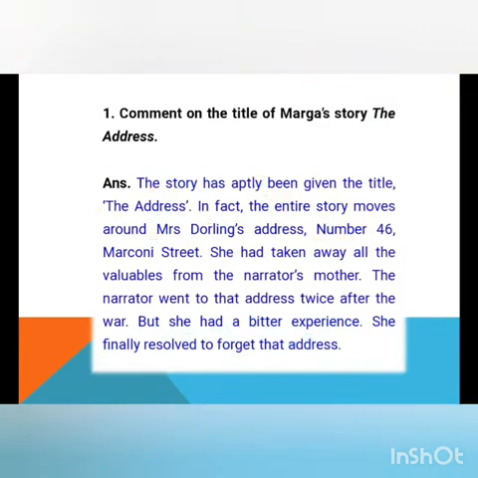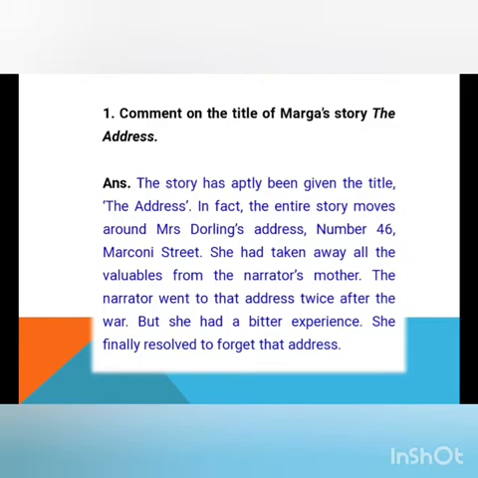The first question is to comment on the title of Marga's story, The Address. The story has been aptly given the title The Address because the entire story moves around Mrs. Darling's address, number 46 Marconi Street. Mrs. Darling had taken away all the valuables from the narrator's mother. The narrator went to that address twice after the war, but she had a very bitter experience. She finally resolved to forget that address. So since the entire story is revolving around this particular address, the title is said to be very apt.